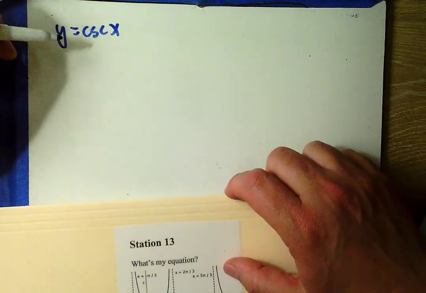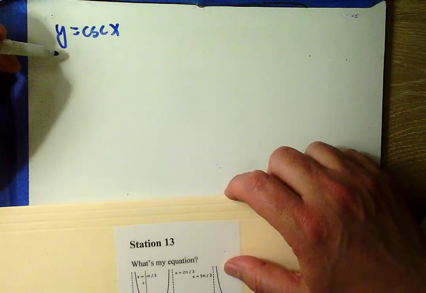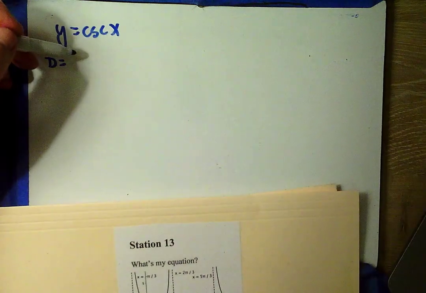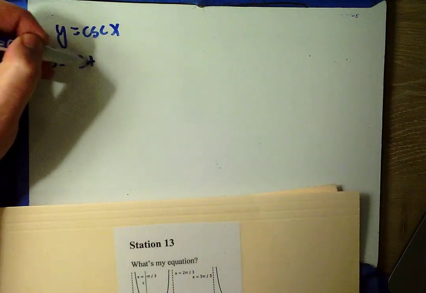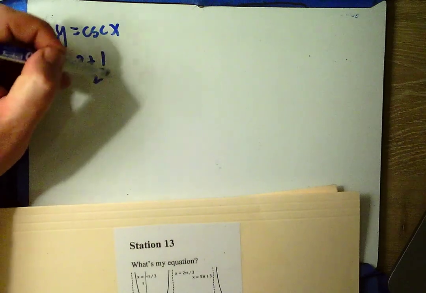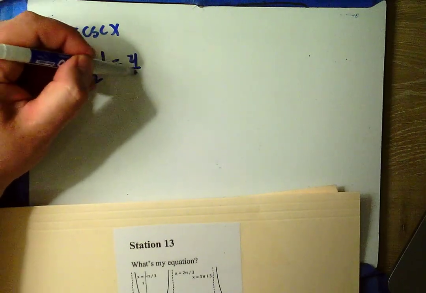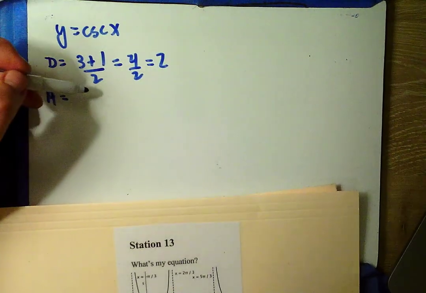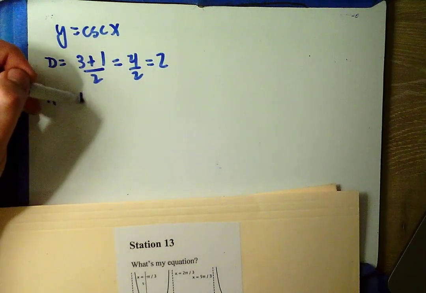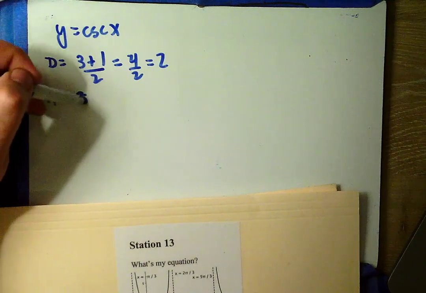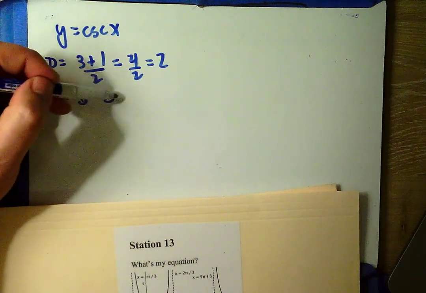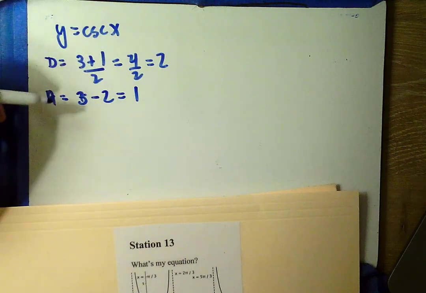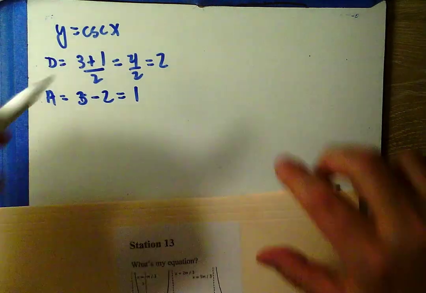Okay, now what? Well, we need to find our A, our B, our C, and our D. Well, we know that D is the high y value plus the low y value divided by 2. So that's 4 over 2, or 2. We know that A is our high y value of 3 minus our D value of 2, and so our amplitude is 1.